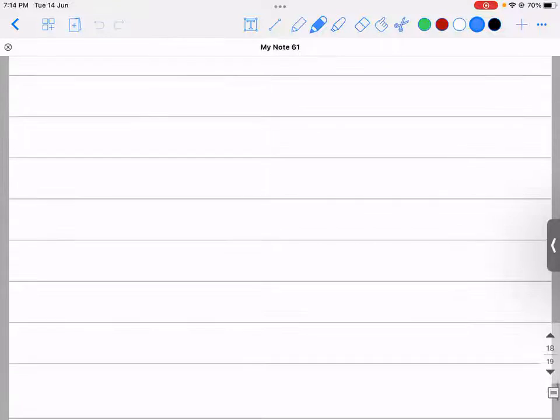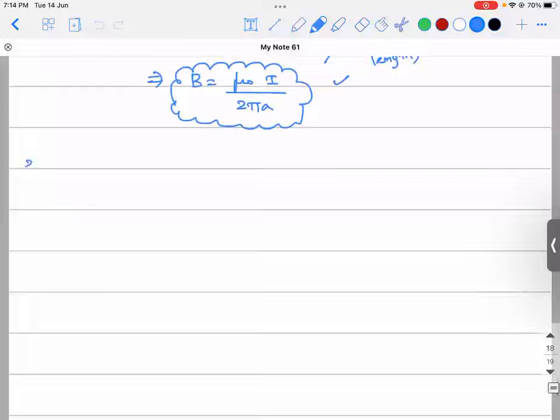Now we'll see, why are we taking dl on the Amperian loop? You should not take it on the current carrying conductor. If you take dl there, you will apply Biot-Savart law. On the Amperian loop, if you take it, you will apply Ampere's circuital law. It's similar to Gauss law only. In Gauss law, where do you take dA? On the Gaussian surface. Similarly, dl is taken on the Amperian loop.